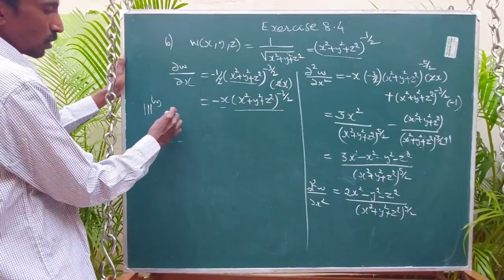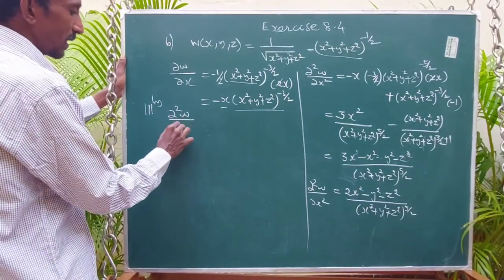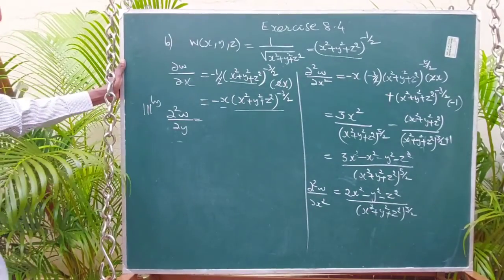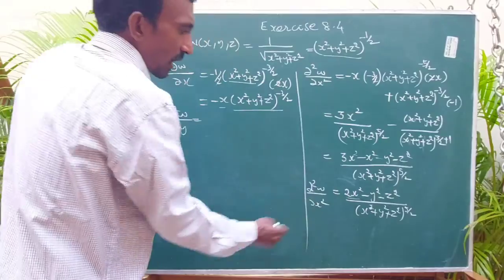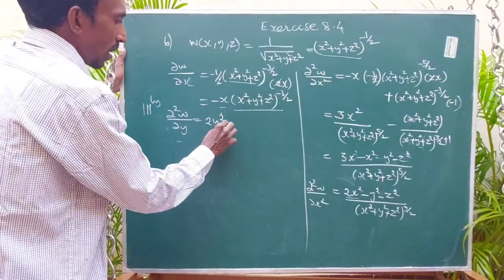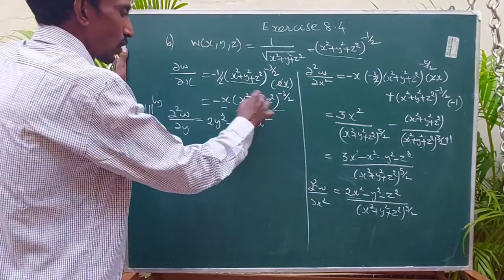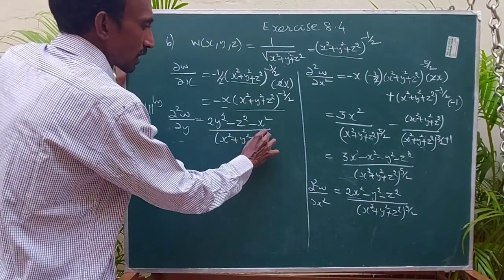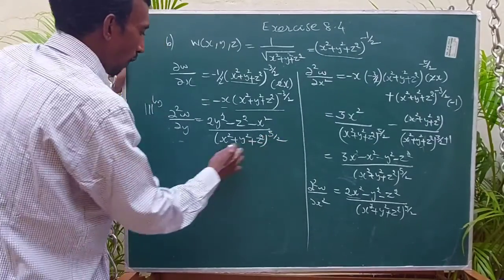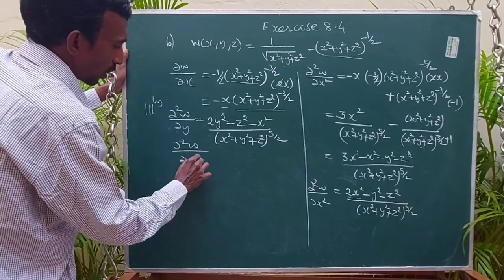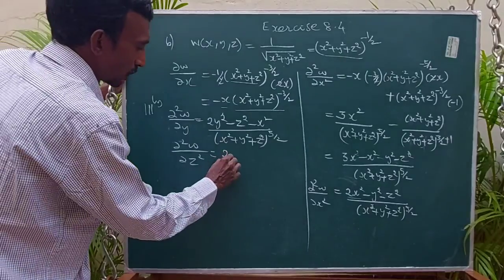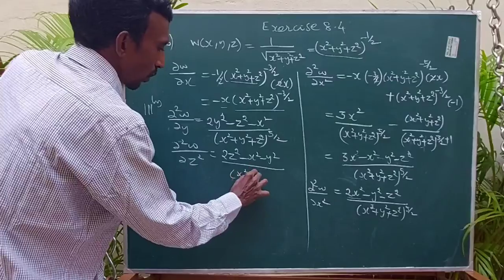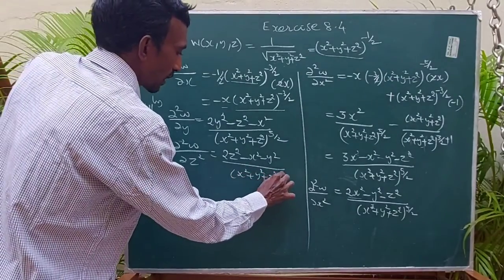Similarly, my dear student, no need to write that. We can write it in the cyclic order. Dou square w by dou y square can be written as, instead of this one you can write y. So 2y square minus z square minus x square, cyclic order. Okay, so x square plus y square plus z square whole power 5 by 2. Dou square w by dou z square means again cyclic order. 2z square minus x square minus y square by x square plus y square plus z square the whole power 5 by 2.